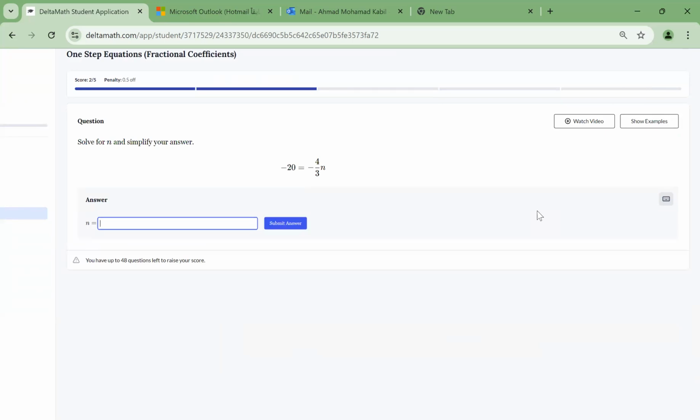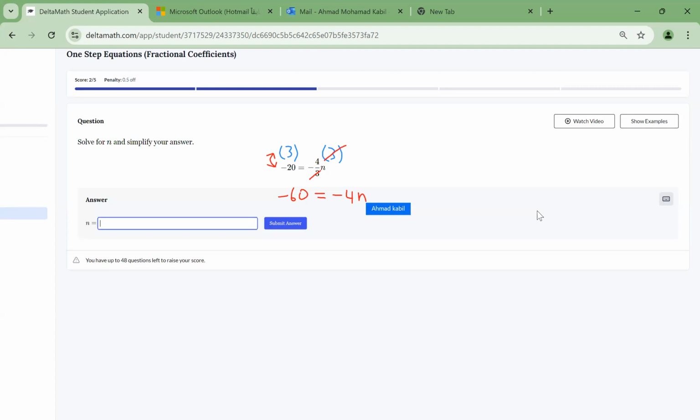Next problem. Again, here we have 3 in the denominator. Let's multiply by 3 on both sides. So we have 3 times negative 20 on the left. This gives us negative 60. And on the right, the 3 cancels the 3. So we have negative 4n.